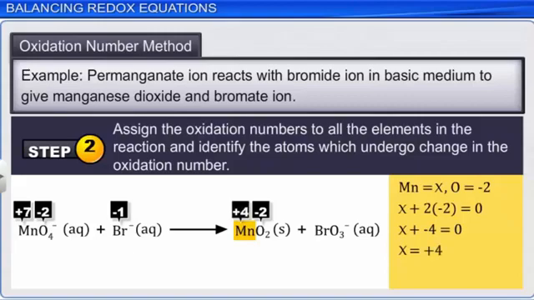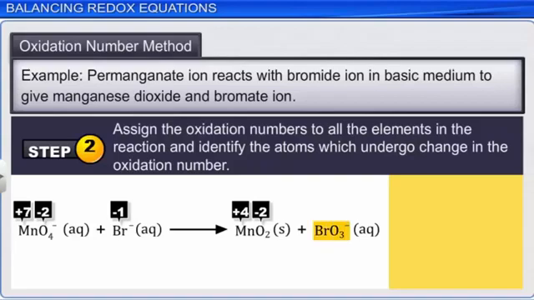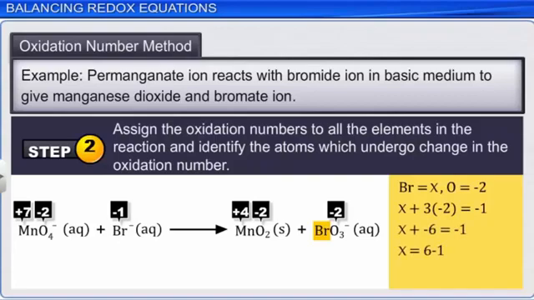Next, we'll calculate the oxidation number of bromine in bromate ion. Let us consider the oxidation number of bromine in bromate ion as X. X plus 3 multiplied by -2 is equal to -1. Thus, X is equal to +5.